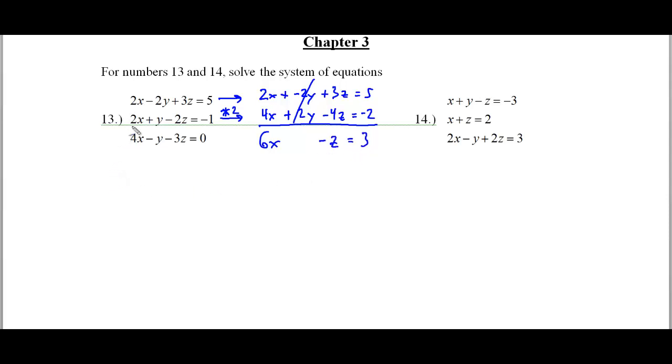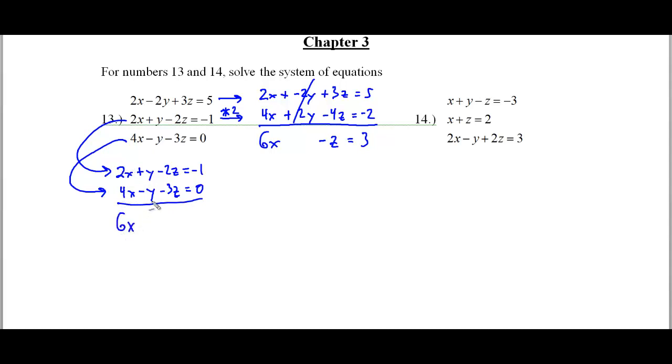Now I'm going to pick another pair of these. I can't pick the top and middle one. I'm going to pick, in this case, the middle and bottom one, because what I'm going to get is the y's to simplify, and I don't even have to change anything. 2x plus y minus 2z equals -1, and 4x minus y minus 3z is equal to 0. And you can see that I don't need to change anything, so I just stack them up here. I'm going to go 2 and 4, which makes 6x. These y's make 0, and this makes -5z, and this makes -1.